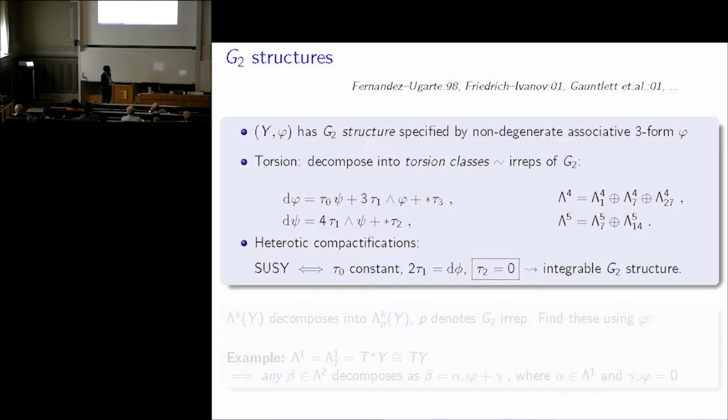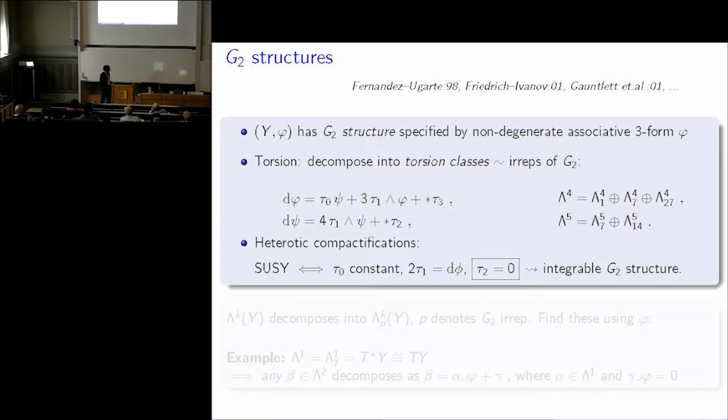So this works as follows. For any 4-form, we can decompose it into a singlet, a vector, and a 27-dimensional representation. So here we see that we have the singlet, which is the torsion part parameterized by a parameter called tau 0. And then we have the 7-dimensional part, which is given by a one-form, tau 1. And the 27-dimensional part is given by a 3-form, tau 3, with particular properties. Then we can do the same thing for the exterior derivative of the 4-form. So this is a 5-form, and we get tau 1 again here, and then we get a component tau 2, which lives in the 14 of the 2-forms.